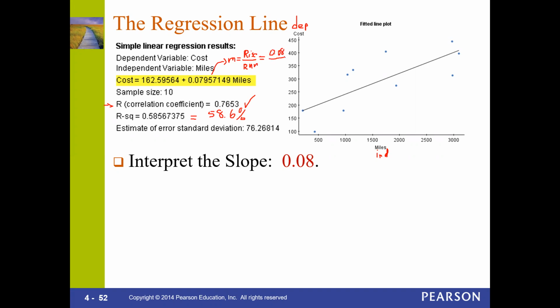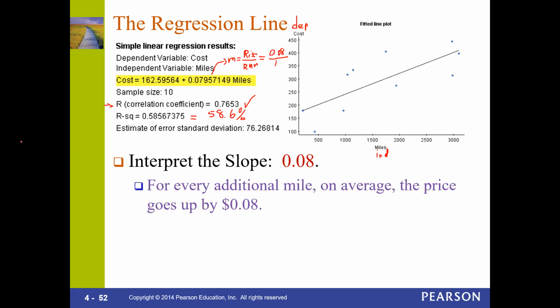Okay, over 1. That means for any increase of 1 mile, there will be a cost of 8 cents. For any additional mile, on average, the price goes up by 8 cents, or 0.08 dollars. That's what it means.